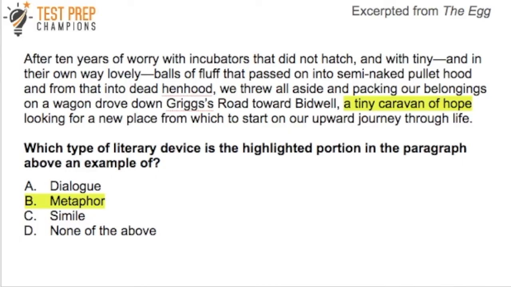This would be a metaphor. Now, for dialogue, that just means talking. You're going to see quotation marks around the sentences. That would be your clue that there's dialogue. So hopefully this one makes sense.